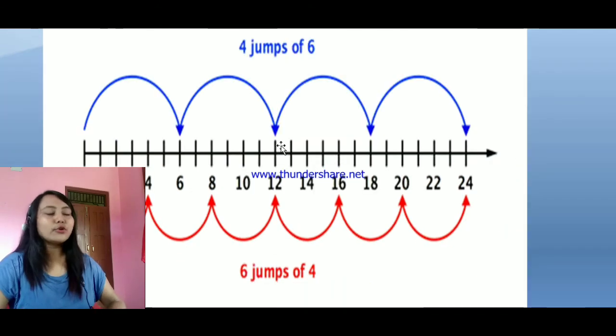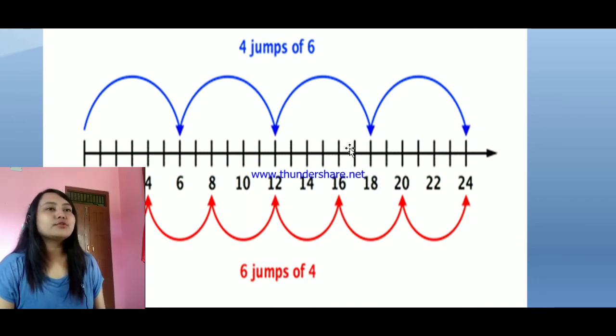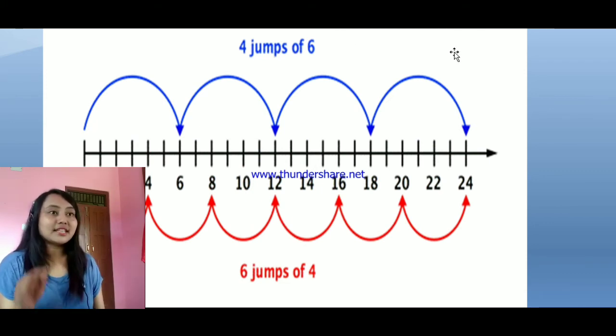Okay, now how can you jump? There are two different methods of jumping also. If the question is asking you 4 into 6, that is equal to 24. If the question is asking you 6 into 4, then also the result will be 24, right? Both are equal to 24.